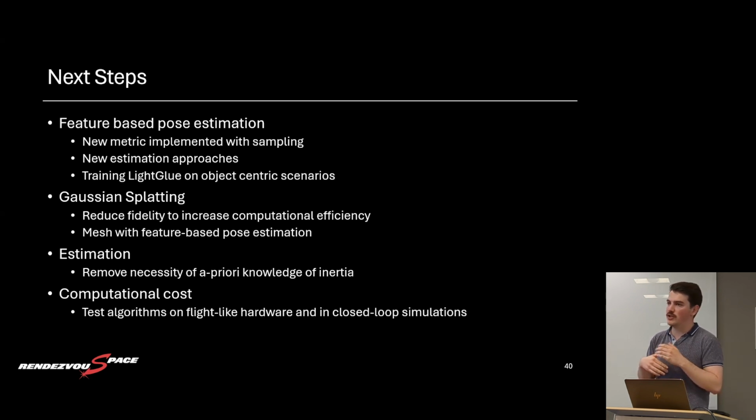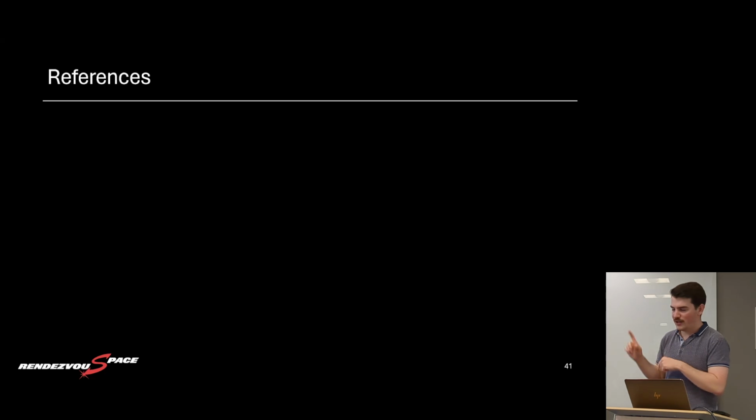In terms of estimation, we want to look into removing the necessity of a priori knowledge of inertia, which there's literature on, so we'll look into applying that. And then for computational costs, we're going to look at testing algorithms on flight-like hardware and in closed-loop simulations. I'll put the references next time. But yeah, that concludes the presentation.